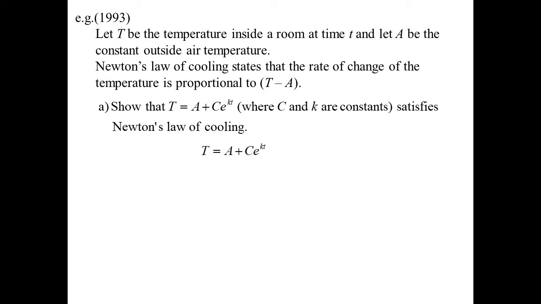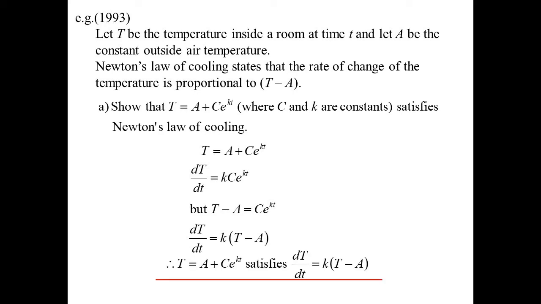Okay, so there's T. We want to differentiate capital T with respect to little t, and we get kCe^(kt). Now remember, we want it proportional to T minus A. Well, if you have a look at the original T equals A plus Ce^(kt), if I was to rearrange that, T minus A is Ce^(kt). So I could replace that, and there's our solution. We've got some constant times T minus A, so it's directly proportional to T minus A. So yes, that solution does satisfy the equation.